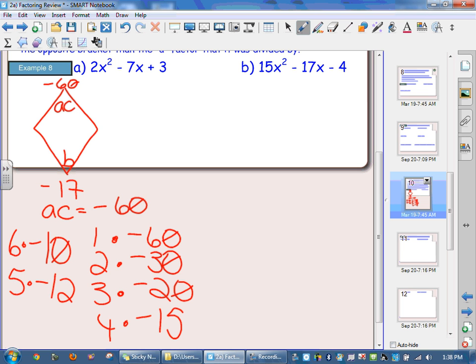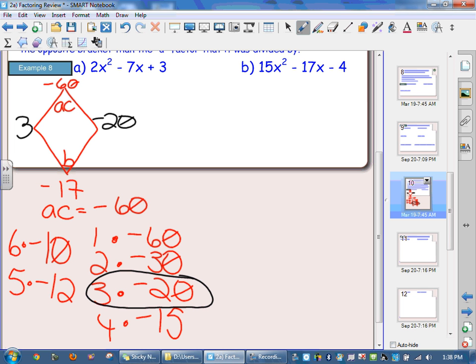Which ones, when I add them, give me negative 17? Yep, the 3 and negative 20. So we're going to choose those two. We put them on our wings, 3 and negative 20, but now I can't put them in the brackets yet, because I know I have to divide them. I just don't know what I have to divide them by yet.